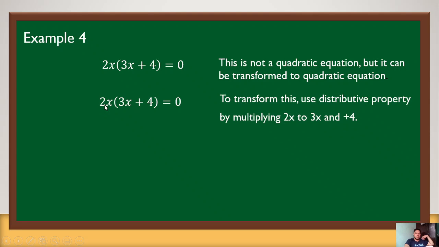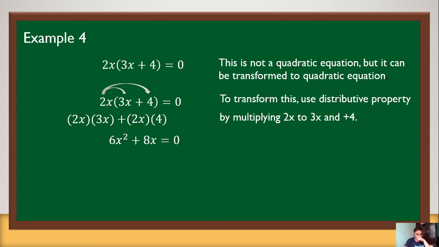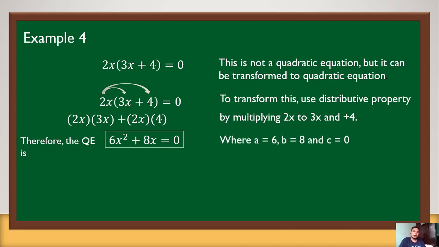So 2x times 3x, 2x times 4 equals 0. Now, let's copy that. 2x times 3x is 6x squared. 2x times 4 is equal to 8x. Then copy equals 0. So now we have the quadratic equation 6x squared plus 8x equals 0, where a is equal to 6, b is equal to 8, and c is equal to 0.